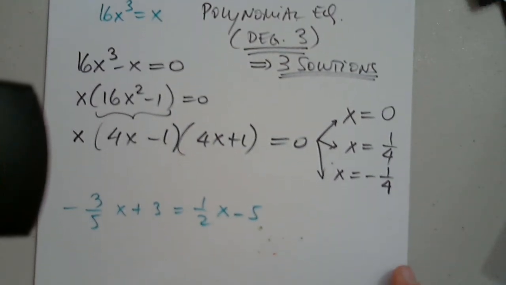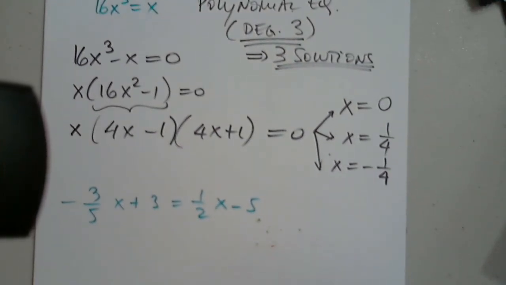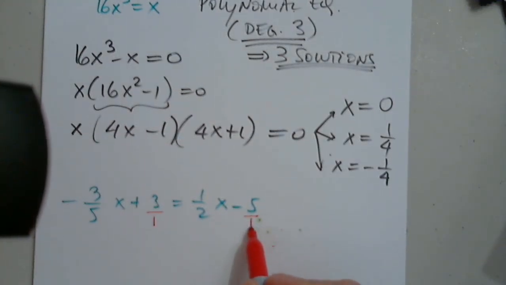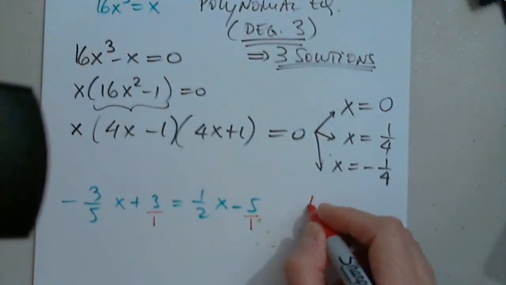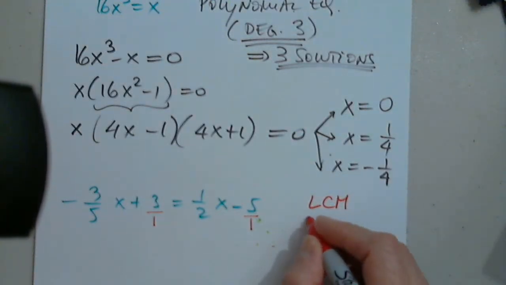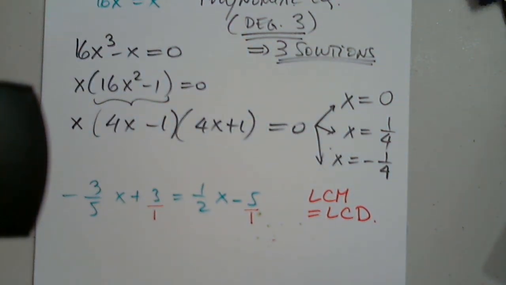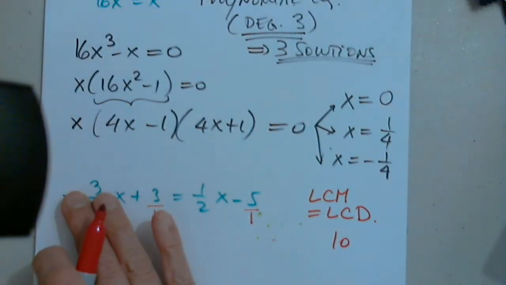So what I was going to say about this: never be afraid of fractions. It's so easy to deal with them. This denominator is 5, this denominator is 1, this denominator is 2, this denominator is 1. Can anyone give us the least common multiple, also called least common denominator? Would it be 10? Yes. Just multiply everything by 10. When I multiply this by 10, what do I get?